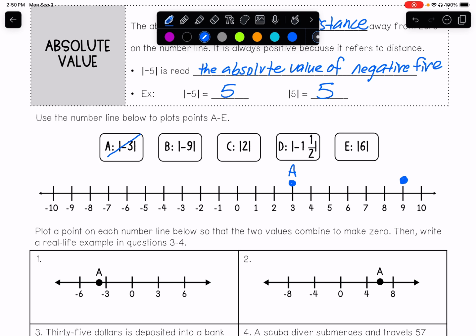And D is -1 1/2. The absolute value of that would just be +1 1/2. So that would go in between 1 and 2. So it would be D. And then E is the absolute value of 6, which is +6.